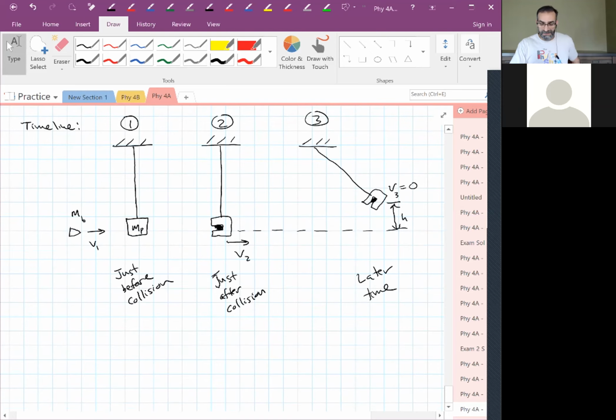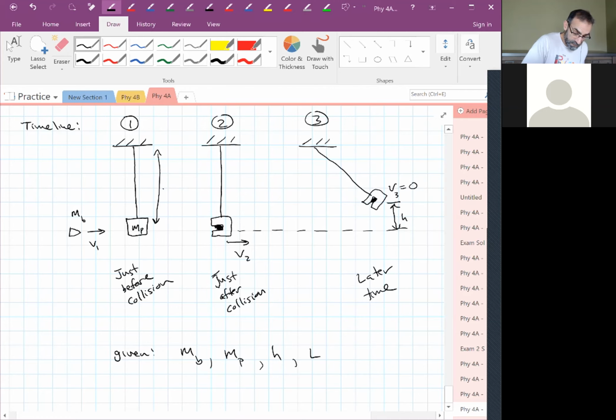Yeah, we'll do it. So how do we get through this? In this problem, let me tell you what we would be given and what we're trying to find. We're given the mass of the bullet, the mass of the pendulum, the height that the pendulum goes up at the end, and the length of the pendulum. And what are we trying to find? V1, the speed of the bullet.